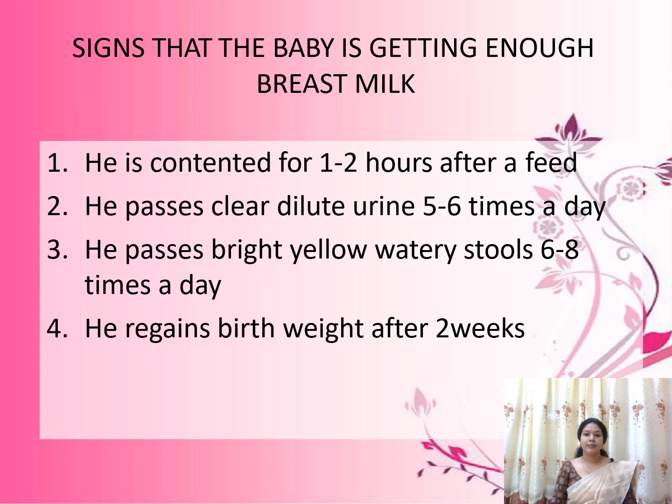And the signs that the baby is getting enough breast milk: if the baby is getting enough breast milk, he is contented for 1 to 2 hours after the feed, and the baby will pass urine 5 to 6 times in a day, and the urine will be clear and diluted. And the baby will pass yellow watery stool 6 to 8 times in a day, and the baby will regain the birth weight after 2 weeks. So these are the signs of proper feeding.